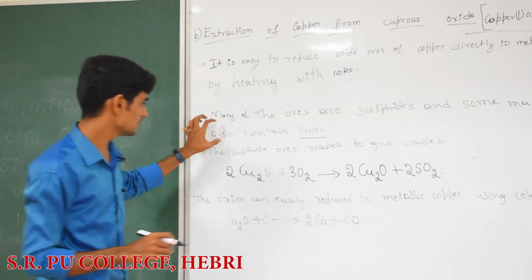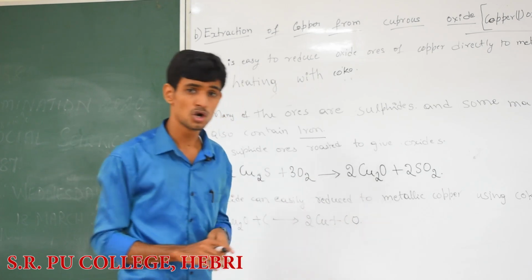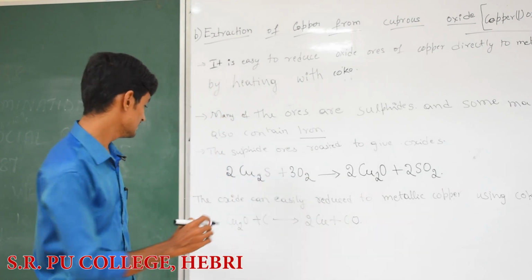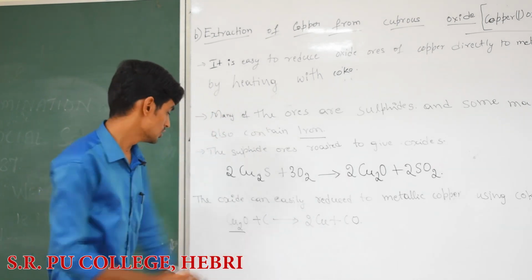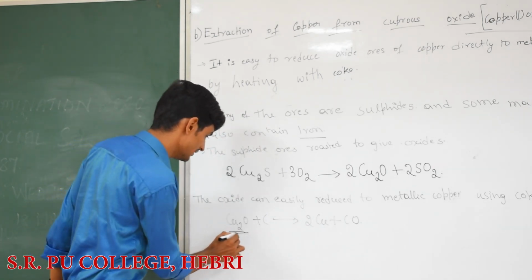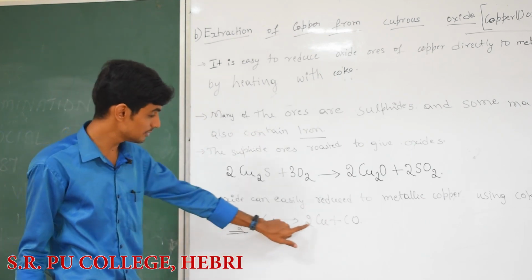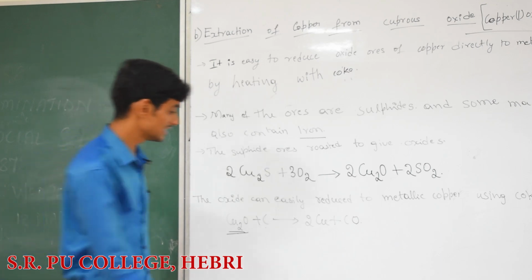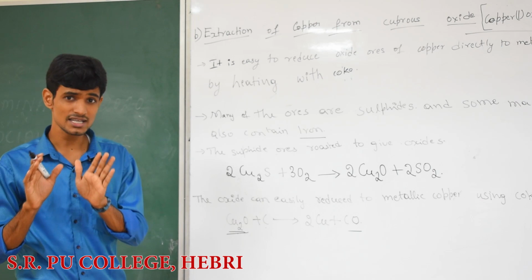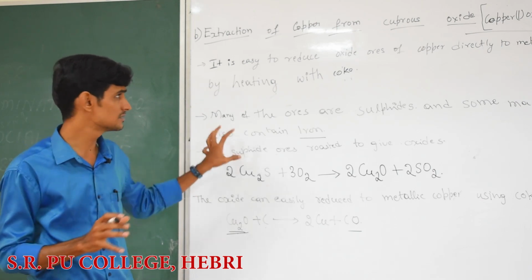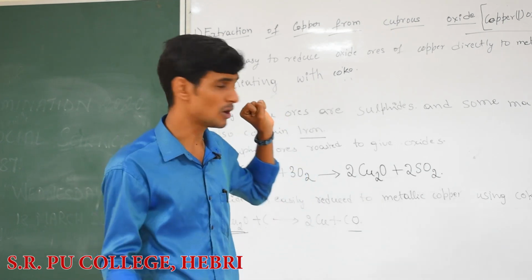First it is roasted to oxide, so copper sulfide is made into copper oxide. Then these oxides are easy to convert into metal. So when this copper oxide is reacted with carbon or coke, it is easily converted into copper with the liberation of carbon monoxide. Okay, so this is the theory part of the conversion of copper oxide to copper.